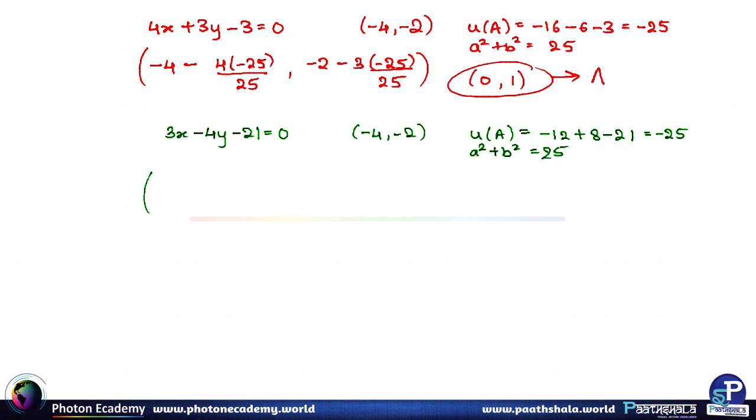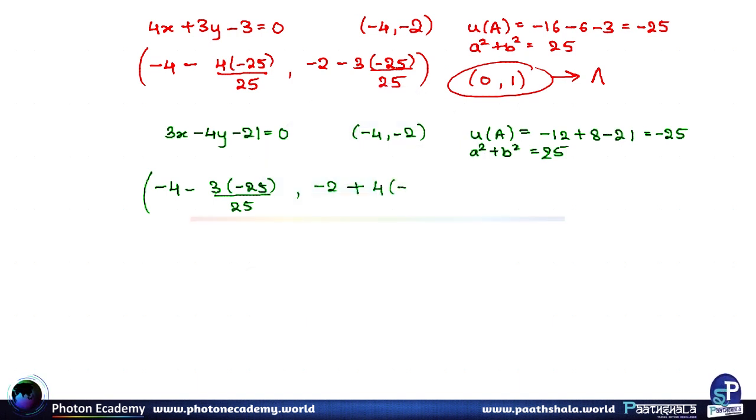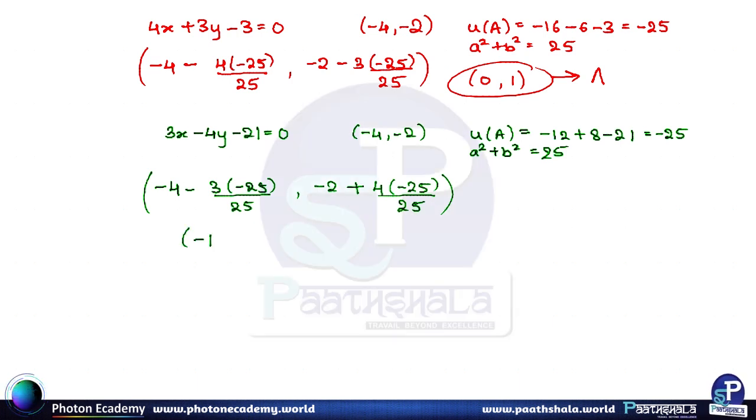So the first point will be minus 4 minus 3, we have minus 25 upon 25, and the next point is minus 2 plus 4 into minus 25 upon 25. Okay, so the first answer will be minus 4 plus 3, so that is minus 1, and the next answer is minus 2 minus 4, so that is minus 6.